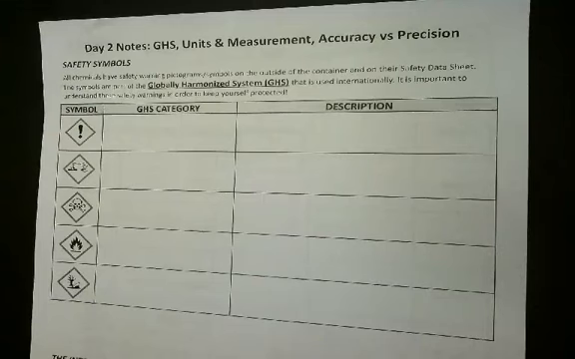Alright, so welcome to day 2 for Unit 1. Today we are talking about GHS symbols, units and measurement, and accuracy versus precision. So we're going to start off by talking about these GHS symbols.